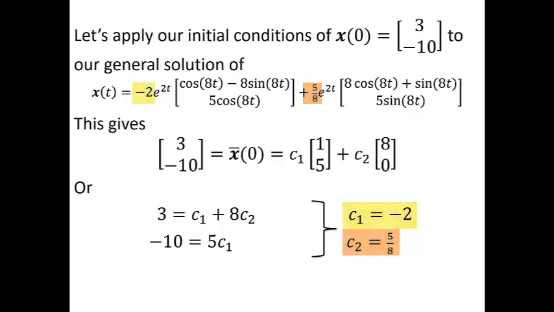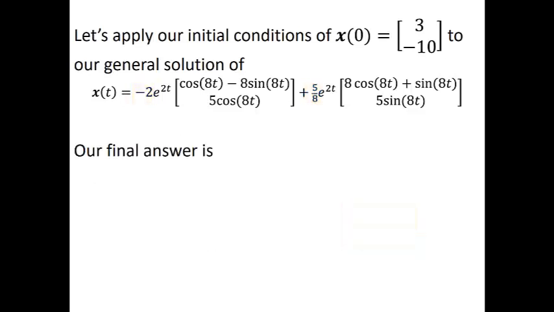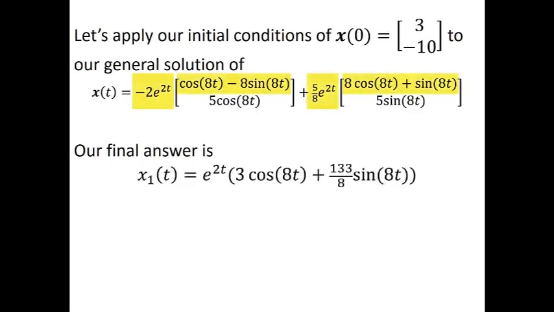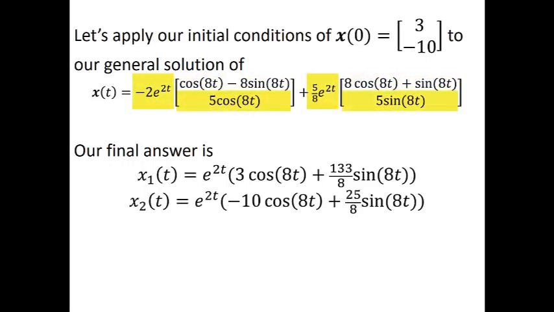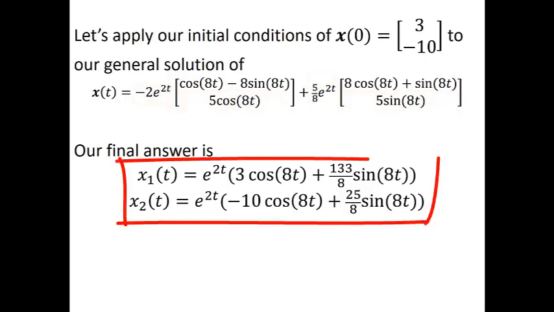So there we go. And so our final answer, if we expand along the top row, that tells us that x1 is e to the 2t times 3 cosine of 8t plus 133 over 8 sine of 8t. And if we expand along the bottom row, x2 of t is e to the 2t times negative 10 cosine of 8t plus 25/8 sine of 8t. So that's our final answer to the problem.